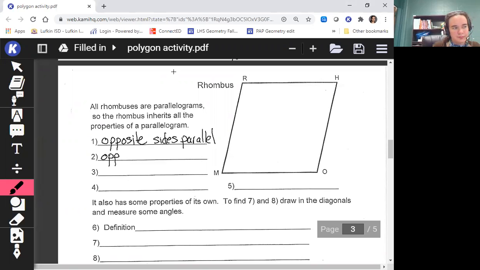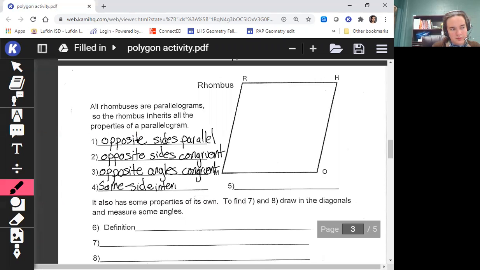opposite sides are congruent, opposite angles are congruent, same side interior angles are supplementary, and diagonals bisect each other.